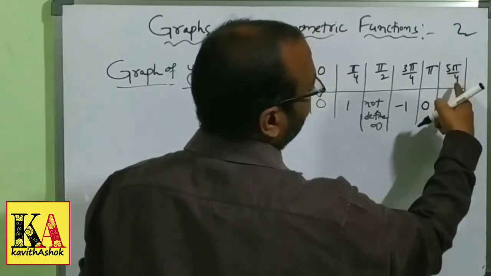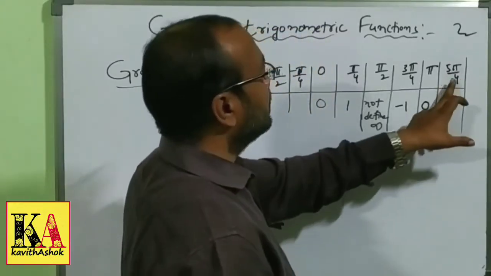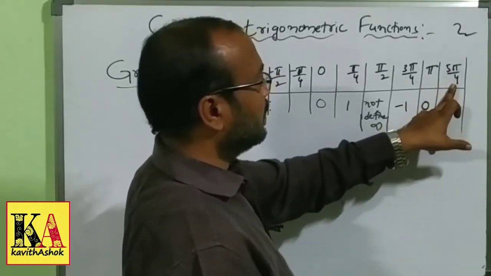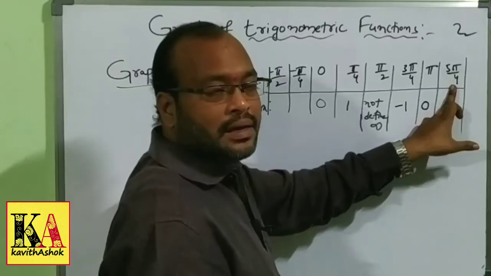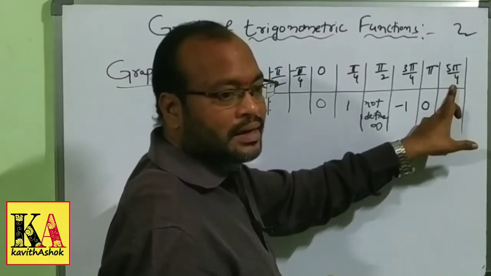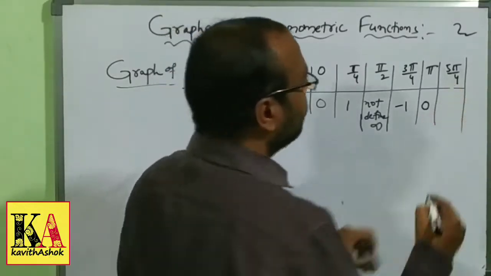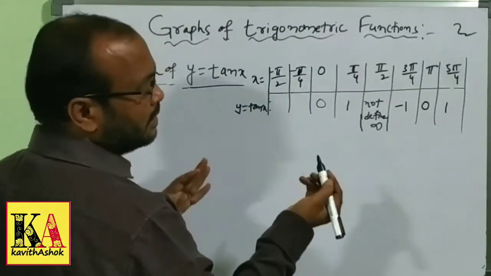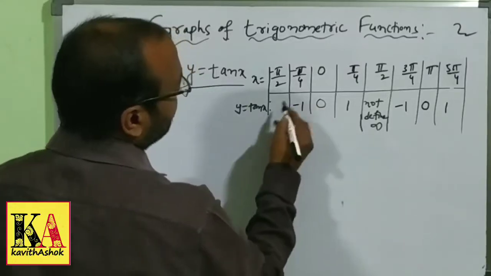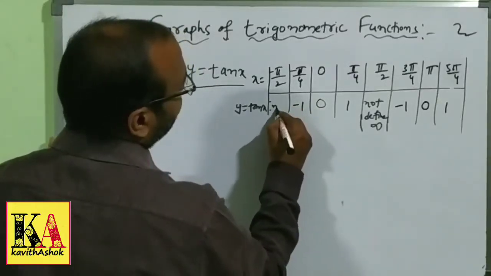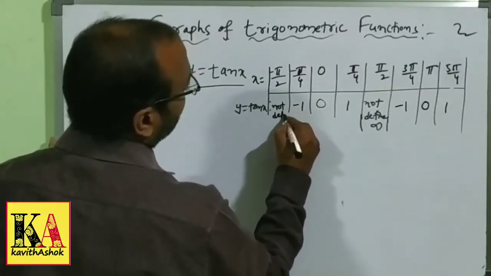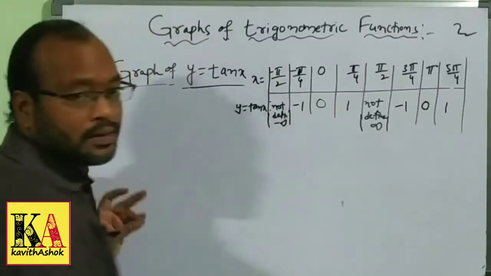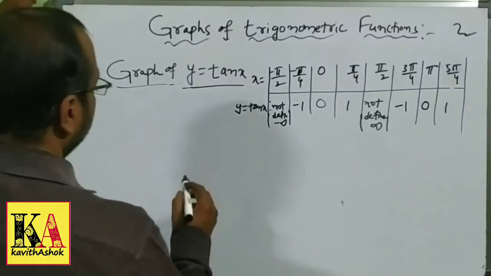Next 5 pi by 4. 5 pi by 4 in the sense here, 180 plus pi by 4. Tan 180 plus pi by 4, third quadrant, that is tan pi by 4 only. Tan pi by 4 is nothing but 1. Next tan of minus theta is minus tan theta, so minus tan pi by 4 is minus 1. This is again infinity only, not defined, or simply we can take minus infinity also. Negative part minus infinity also. Right.